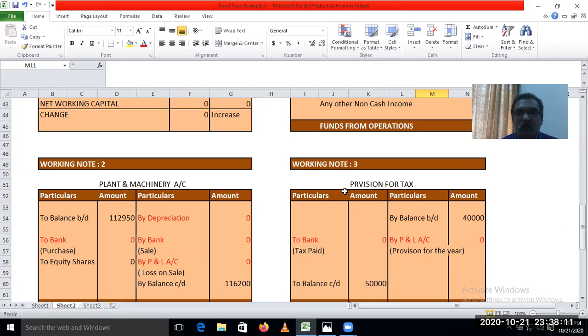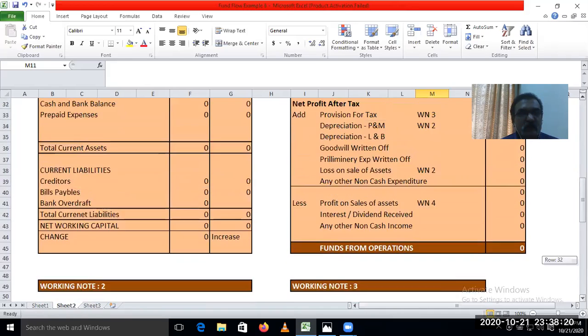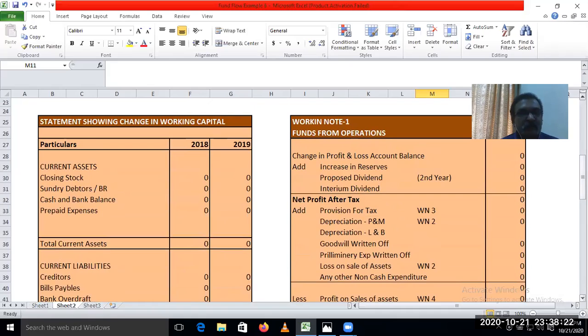Working note number 3, provision for tax account. Working note number 4, land and building account. As in this example, there are 2 different fixed assets. So we'll start solving the example. We'll first complete our statement showing change in working capital.